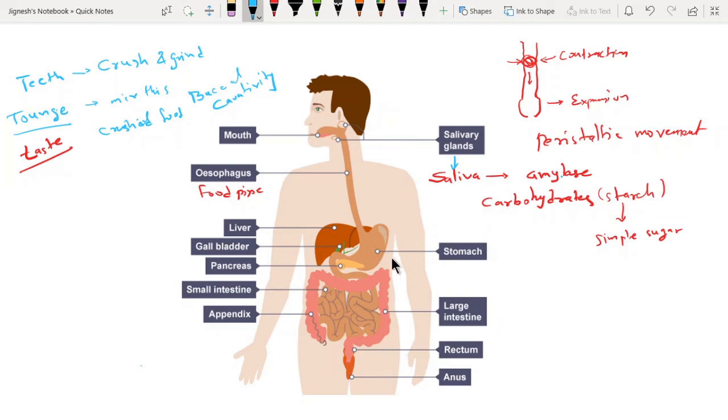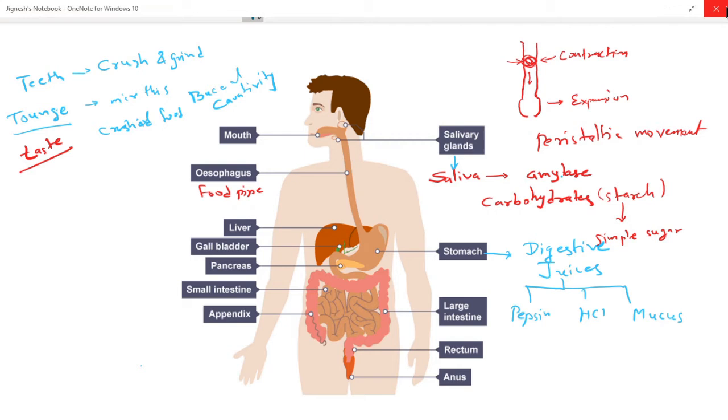It will get expanded when food enters. It secretes digestive juices. Now, which digestive juices does it secrete? It secretes an enzyme called pepsin. The first is pepsin, the second is HCl, and the third is mucus.